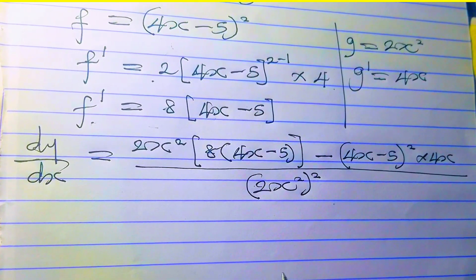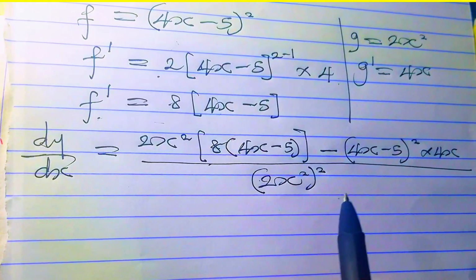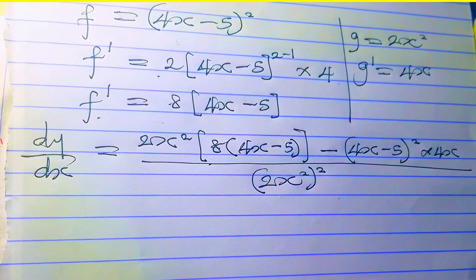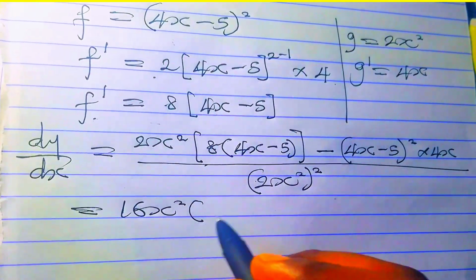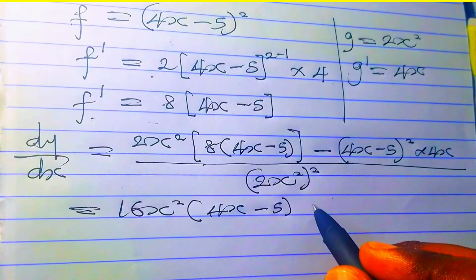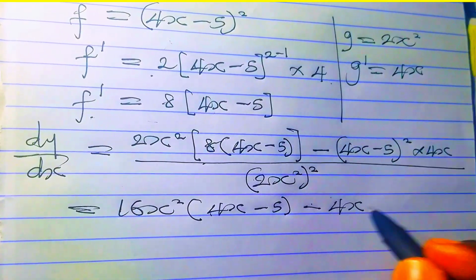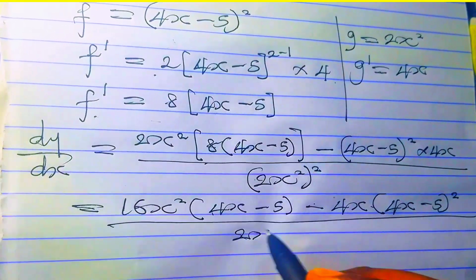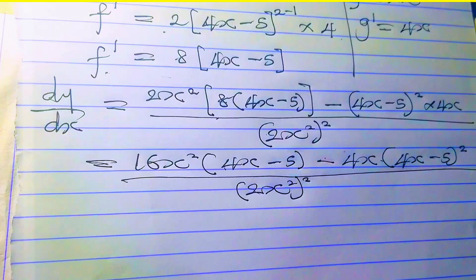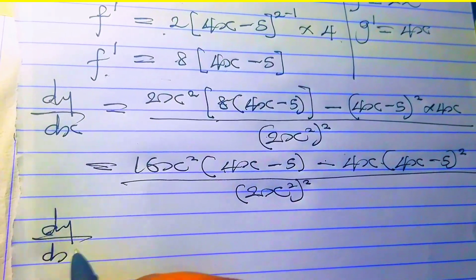And therefore, this times this should be 16x squared. So this is going to give us 16x squared in a bracket 4x minus 5, and then minus this one, which can be written as 4x in a bracket 4x minus 5 squared. Everything over 2x squared raised to the power of 2. So we can still take that further to get dy/dx here.